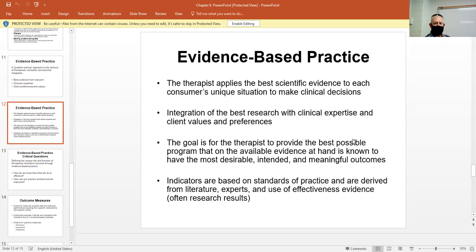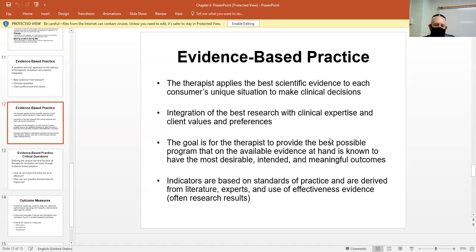So some more things on evidence-based practice. The therapist applies the best scientific evidence to each consumer's unique situation to make clinical decisions. You base it on things that have happened in the past. It's evidence-based at that point. Integration of best research with clinical expertise of the therapeutic recreation service provider, and the client values and preferences. That's saying we need to have them included with what they see as important, with what they want to do as far as recreation and taking part in their well-being.